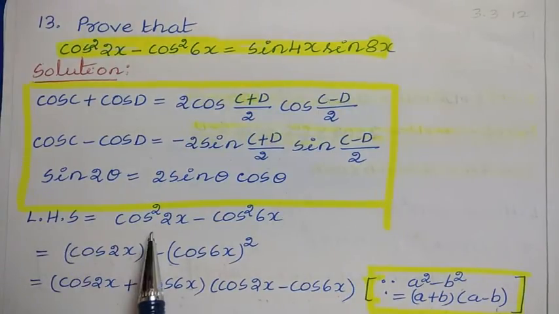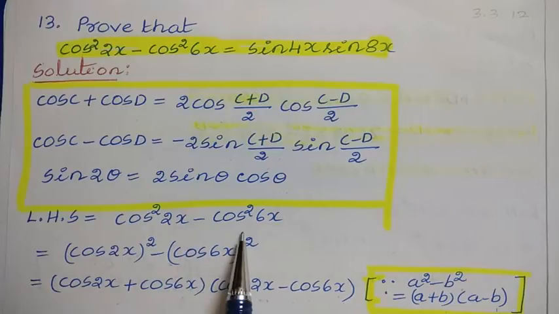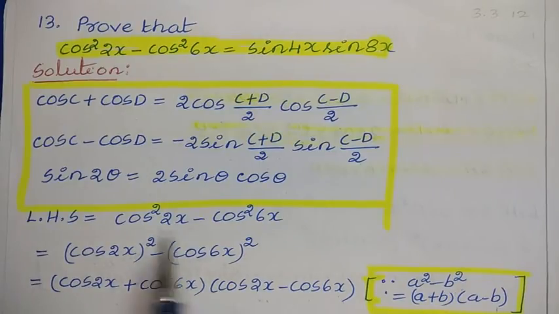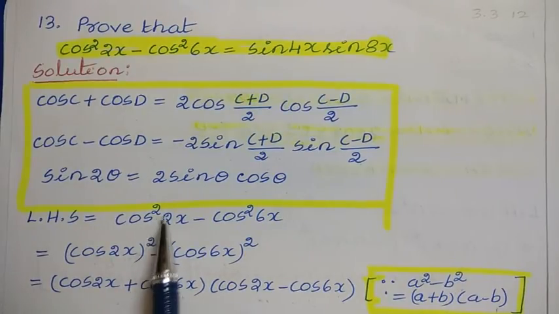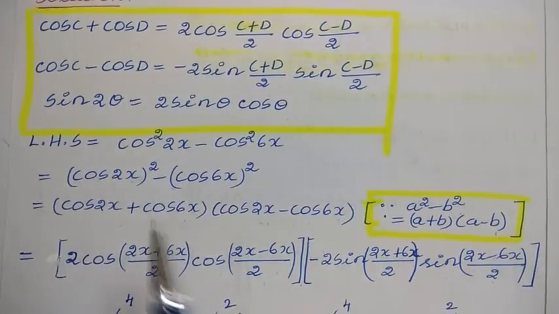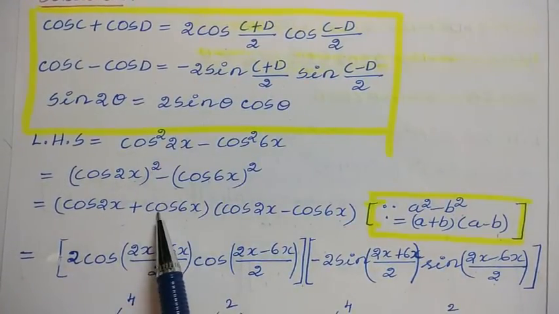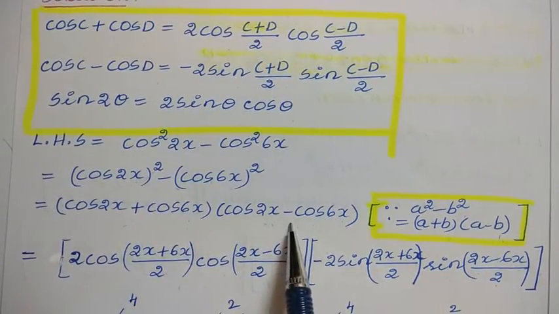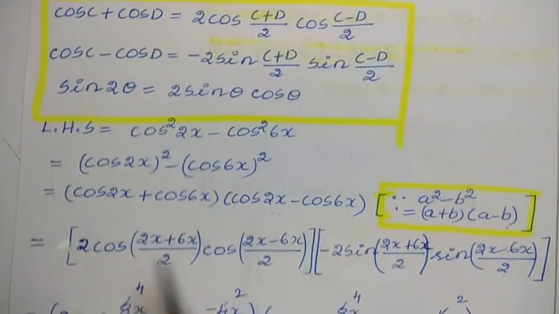On the LHS, we have cos square 2x minus cos square 6x. This is in the form a square minus b square, which we can write as cos 2x whole square minus cos 6x whole square. Now this is in this form, so cos 2x plus cos 6x into cos 2x minus cos 6x. Now apply the cos c plus cos d formula for the first one, and for the second the cos c minus cos d formula.